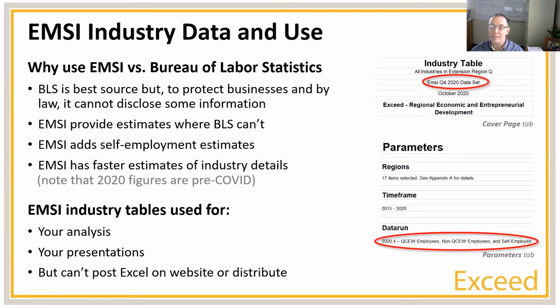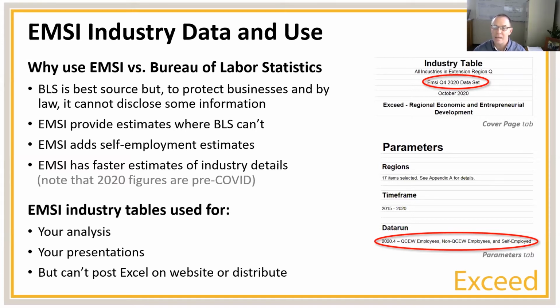So the Bureau has a lot of this information hidden because of that reason, which makes it hard for you when you're trying to understand your area, what some of the big industries are when some of that information isn't disclosed. Also, EMSI includes self-employment estimates. So we'll talk a little bit more about that in some coming slides, but a lot of times self-employment is an important part of a regional economy, and so EMSI adds that as well, so that's nice.